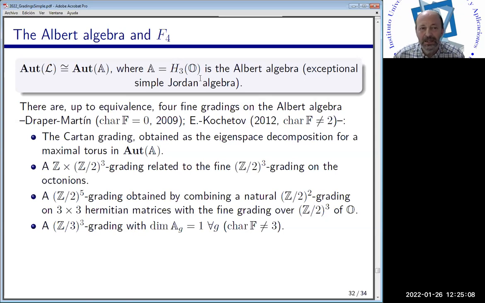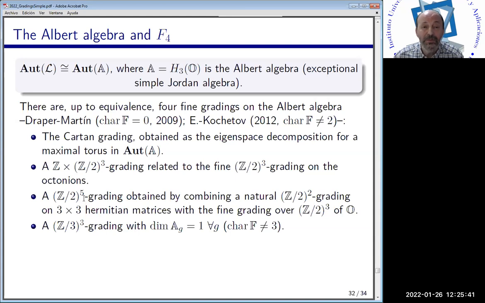And essentially, if we restrict to fine gradings, there are only 4 fine gradings on this Albert algebra. One is the Cartan grading, the eigenspace decomposition relative to a maximal torus. And the others mix a grading by the integers and gradings on the octonions, or a grading on the octonions together with a Z2 cubed grading, natural gradings of 3 by 3 Hermitian matrices.